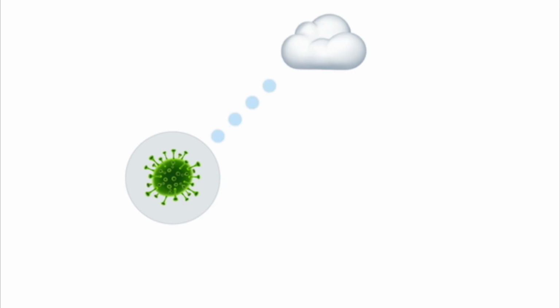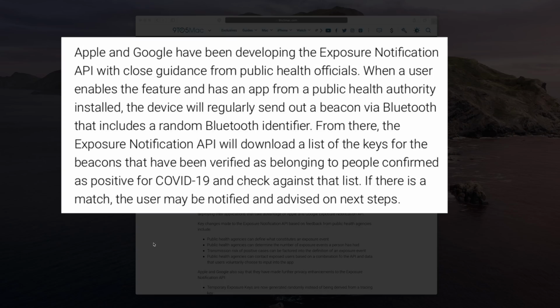Now, of course, this is all done using anonymous identifiers. Now, the second person's phone will periodically download a list of everyone that has tested positive in their area. And if a match occurs, they will be notified and prompted to contact health authorities. So Bluetooth, that short distance network protocol, is what really makes all this possible.